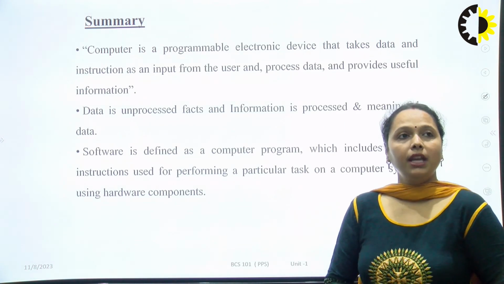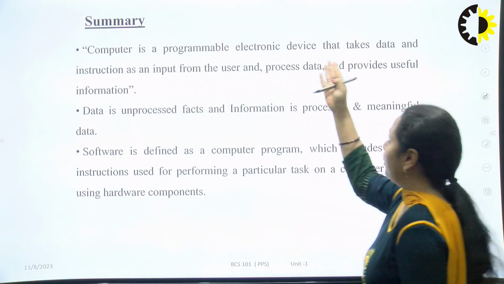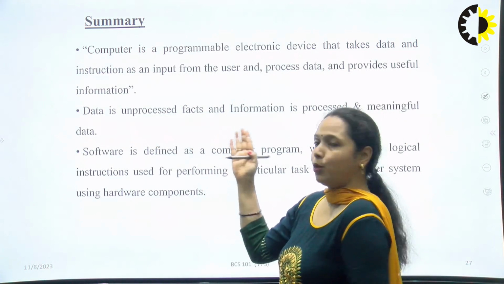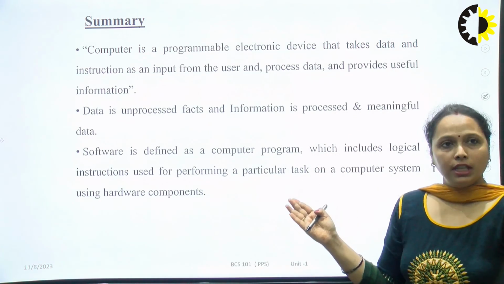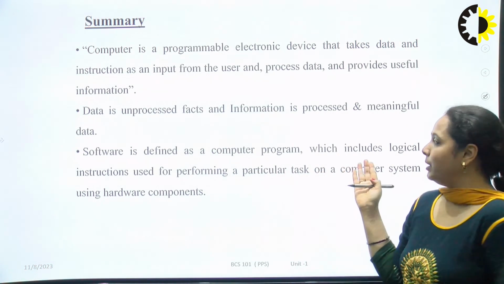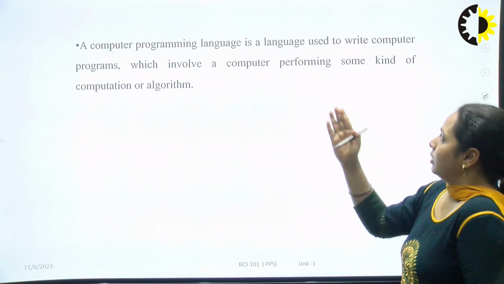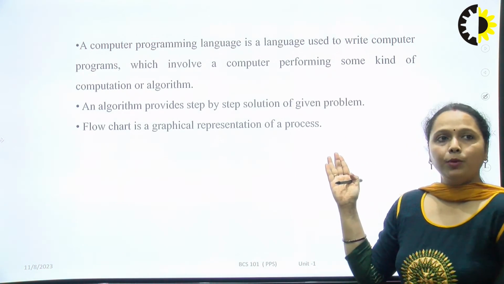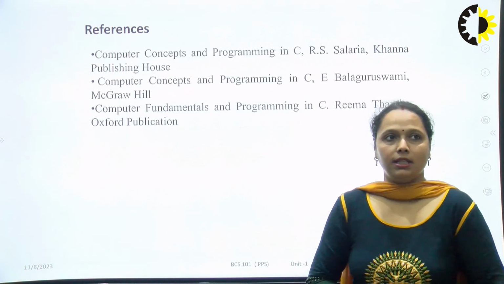Okay, this is the summary. What we have taken, that is, computer is a programmable device. Data is unprocessed fact, and information is the processed and meaningful data. What is software? It is a set of instructions which are written in the form of a computer program. Next, what is an algorithm? It is a step-by-step solution to the problem, and flowchart is the graphical representation of the process.